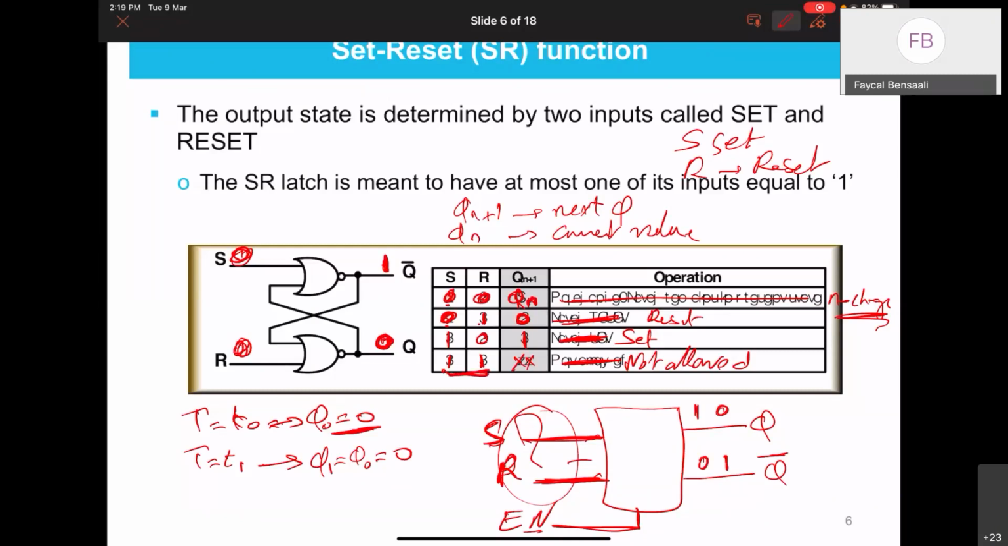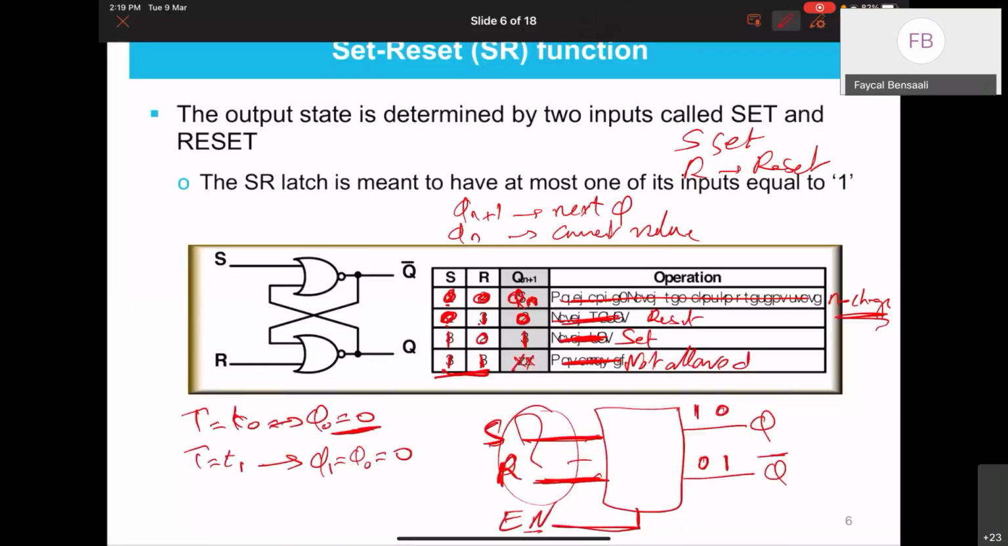And then 1, 1, of course, we cannot set and reset at the same time. Even if you put 1, 1 here, you will get 0, 1 or 0, 0. And this is wrong. This defeats the purpose of having Q and Q bar. You will see later why we need Q and Q bar. So we have two, and you can use both of them in a circuit.